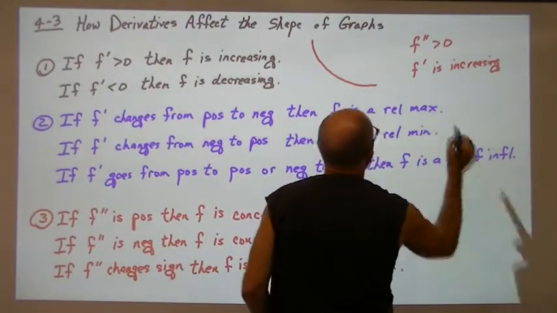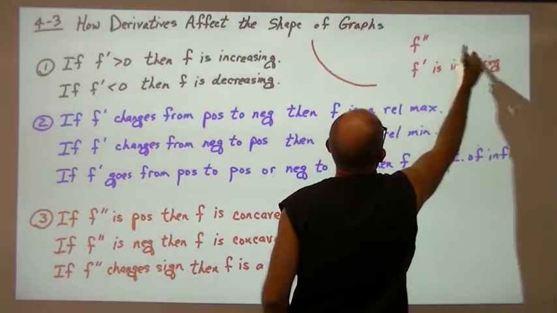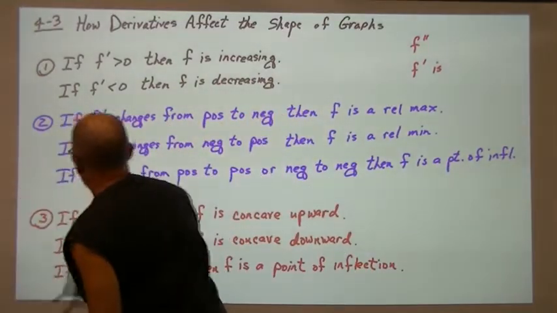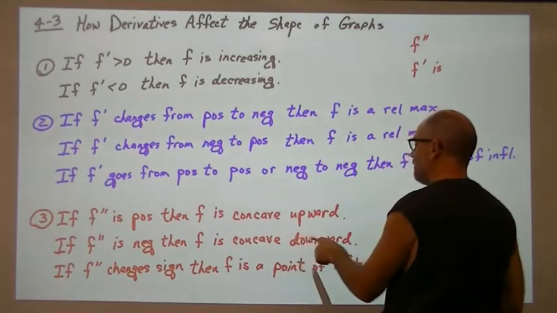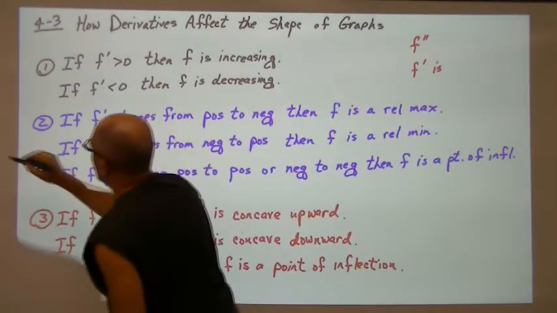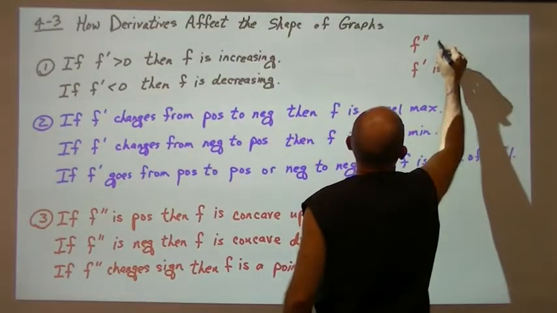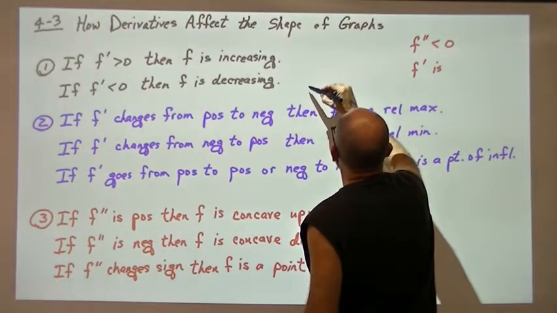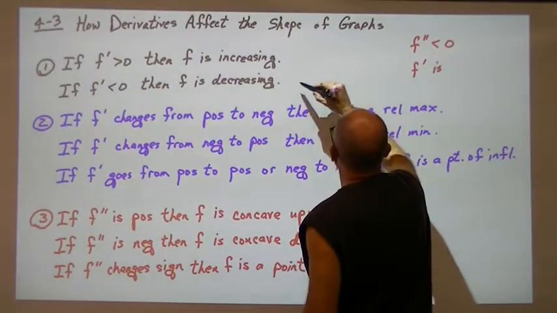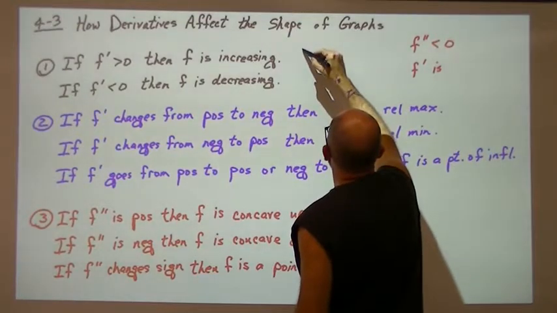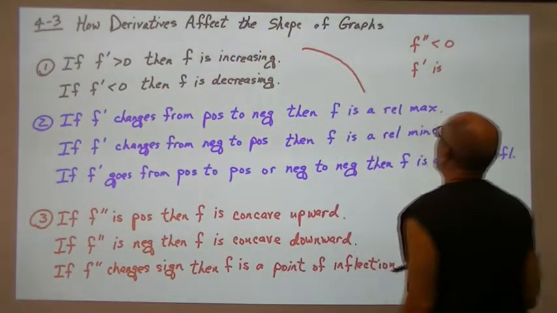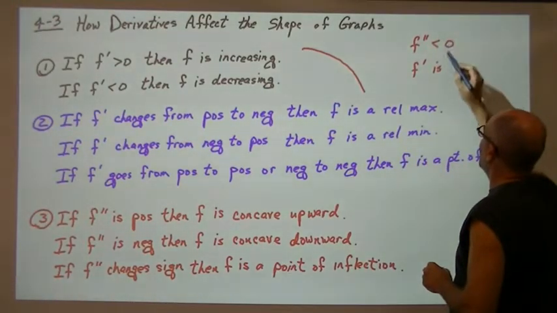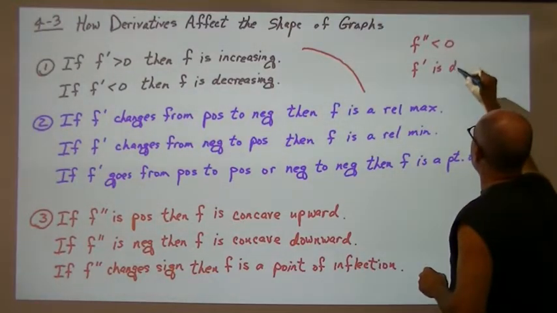Now, let's go to f double prime being negative. If f double prime is negative, then f is concave downward. Okay, so here we have f double prime negative, and that means we've got a curve like this. Now let's decrease it. So we're going to go like this. Okay, now, what's happening here? Well, f double prime is negative, f prime is decreasing.